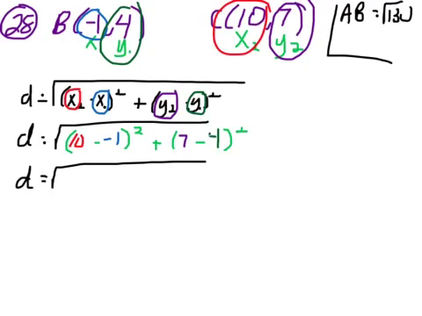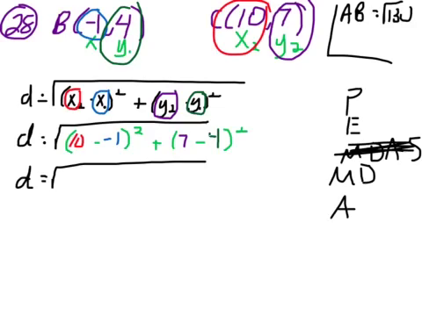Okay, so we got to think about order of operations here, PEMDAS, right? So I got to do the parentheses first. And let me go ahead and put the squares on stuff. In the first parentheses, what is 10 minus minus 1? What does that become? It becomes 10 plus 1, which is 11, okay?